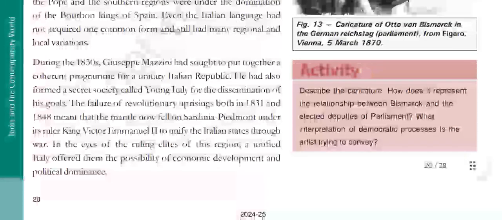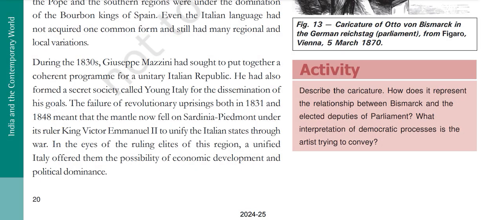During the 1830s, Giuseppe Mazzini had sought to put together a coherent program for a unitary Italian republic. He had also formed a secret society called Young Italy for the dissemination of his goals. The failure of revolutionary uprisings both in 1831 and 1848 meant that the mantle now fell on Sardinia Piedmont under its ruler King Victor Emmanuel to unify the Italian states through war.